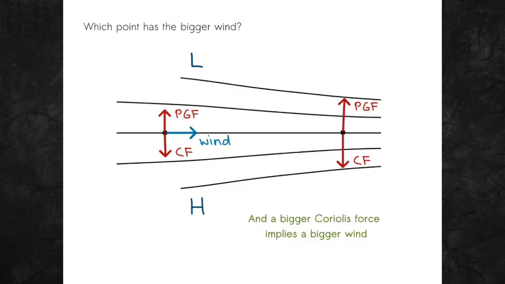The wind had to be to the east. It's going to be the same deal over here at the other point. The wind has to be to the east so as to give the Coriolis force in the right direction. But because the Coriolis force is bigger, that means the wind has to be bigger too. Remember that the Coriolis force is proportional to the wind speed. So a bigger Coriolis force means you must have also had a bigger wind. So our wind's got to be the same direction but bigger at this point.